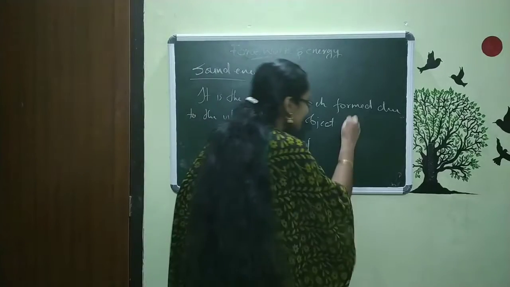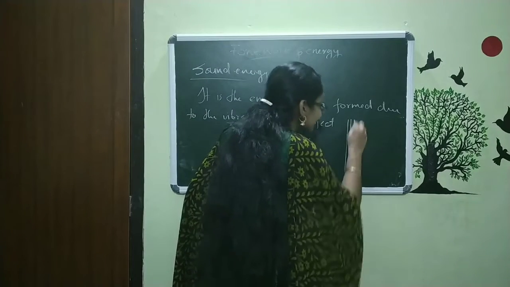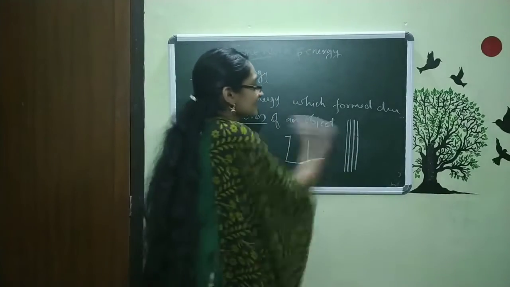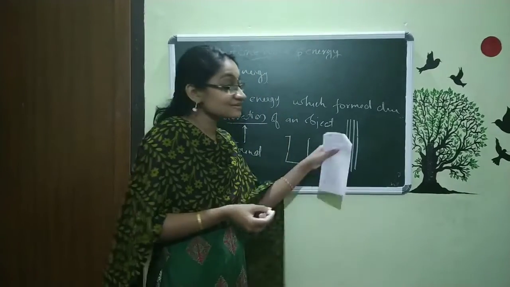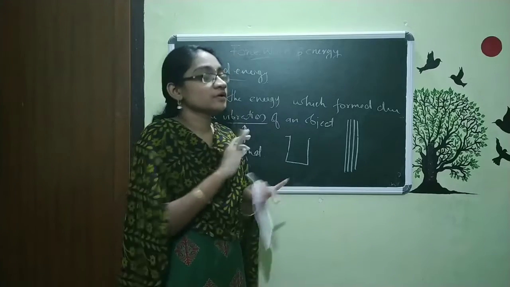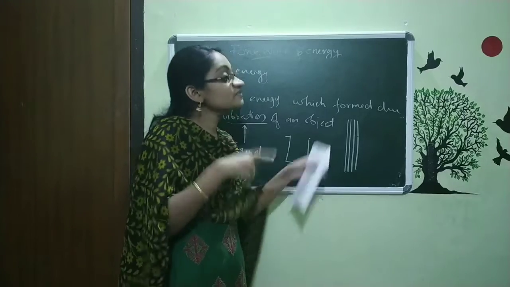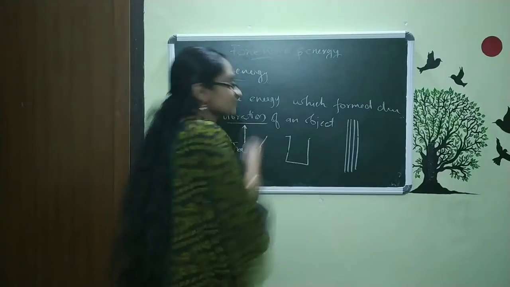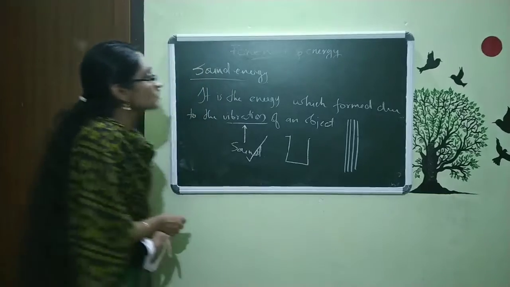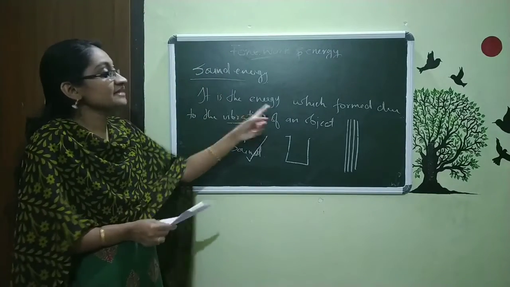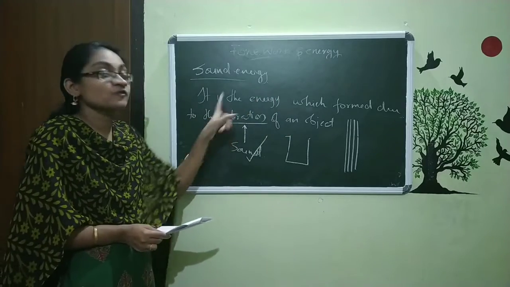For example, these are the strings of a guitar or violin. When we hit them, what happens? These strings start to vibrate. If there is no vibration, no sound. There occurs vibration, and because of that vibration, sound is produced. So that is about our sound energy. Here you want to study the definition: it is the energy which is formed due to the vibration of an object.